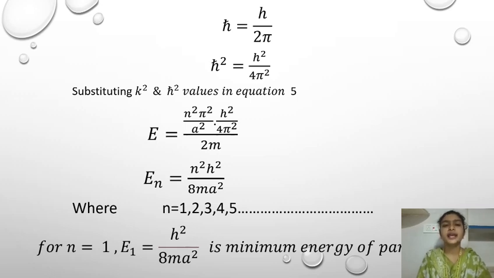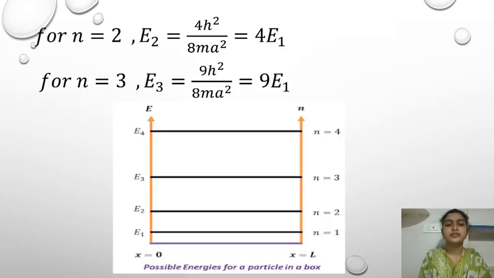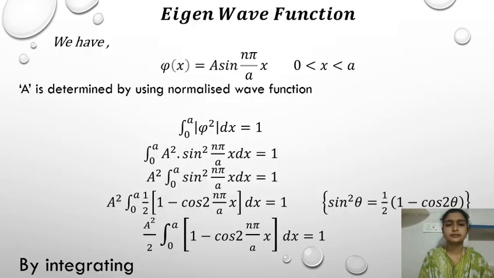For n equals 1, E1 equals h square by 8 m a square, which is the minimum energy of a particle. For n equals 2, E2 equals 4 h square by 8 m a square equals 4E1. For n equals 3, E3 equals 9 h square by 8 m a square equals 9E1. This is the figure for the energy eigenvalues. This is the E1 level, E2 level and E3 level.